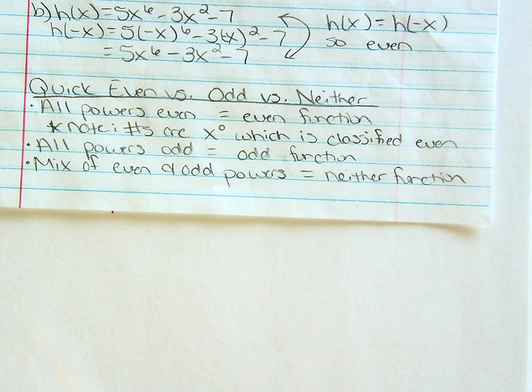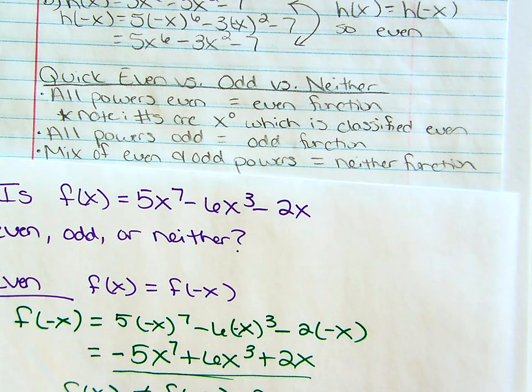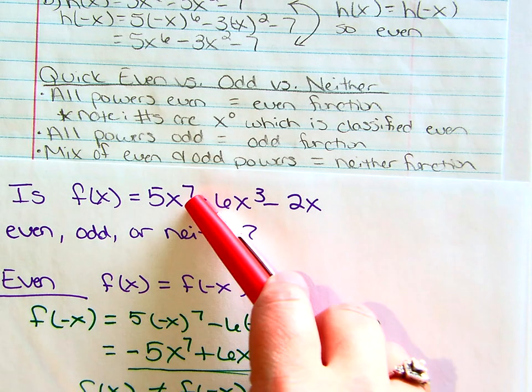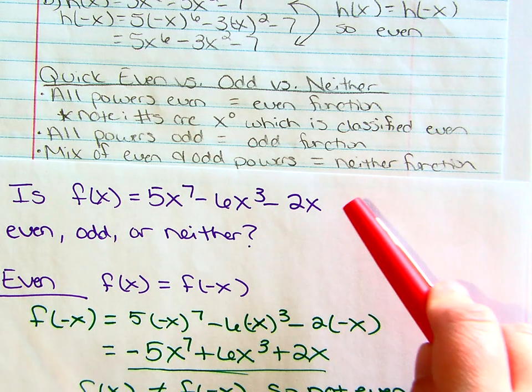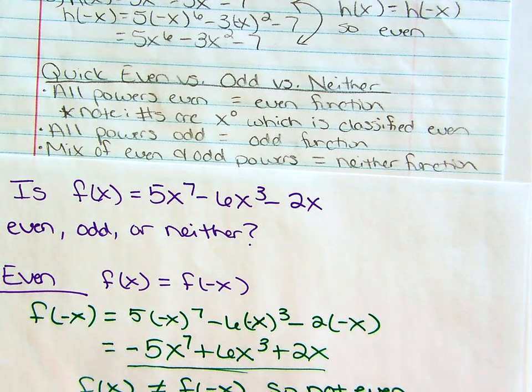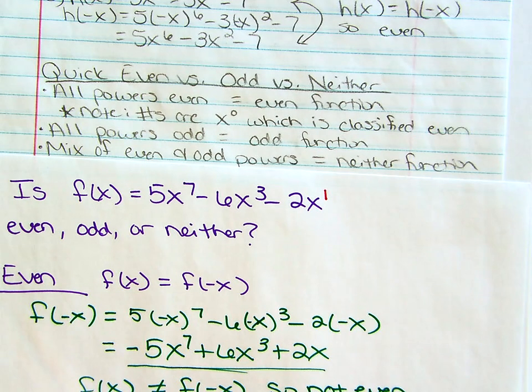The first one that we did, we had all odd powers. X to the 7th is odd, 3 is odd, and then there's no power written here, and when there's no power written, we understand that to be a 1, and 1 is an odd number. So that is an odd function.